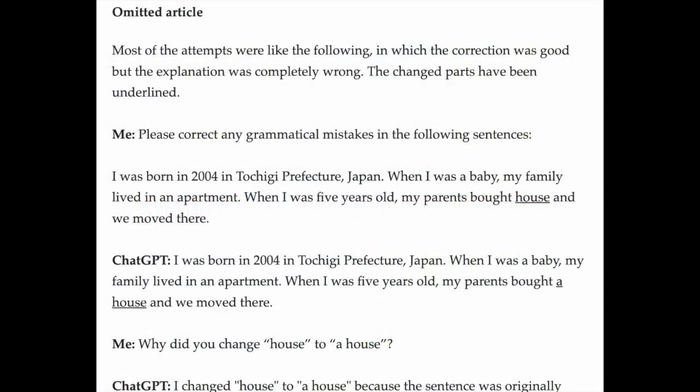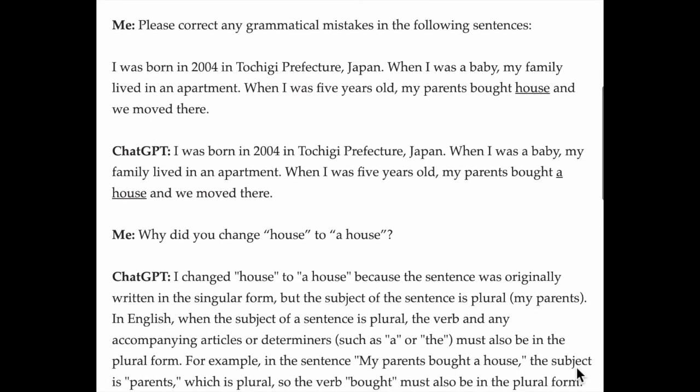Here, ChatGPT did not do so well. It was able to correct grammatical mistakes, but it was not able to explain some of them. It was able to explain one, not another. And the one it didn't explain well was really, really bad. So first of all, I created this not completely unnatural sentence. I have a few sentences here. I was born in 2004 in Tochigi Prefecture, Japan. When I was a baby, my family lived in an apartment. When I was 5 years old, my parents bought house and we moved there.